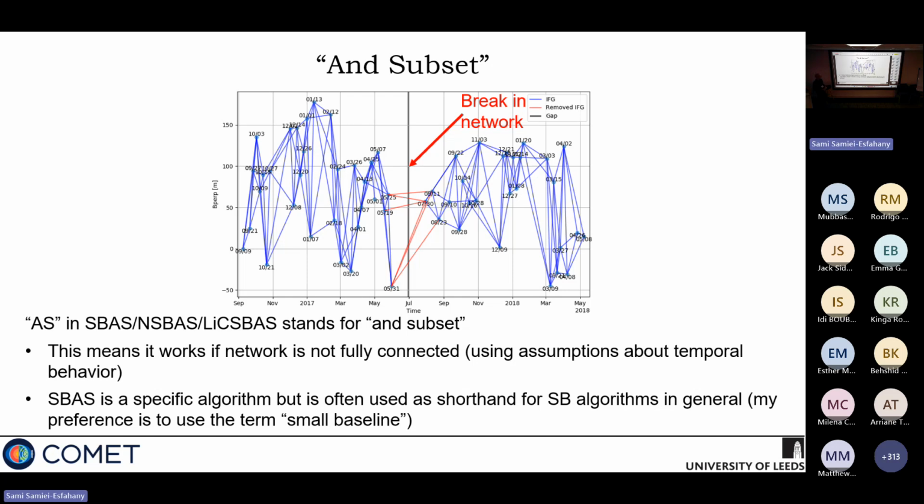I'm just going to take a brief diversion into the meaning. What's the meaning of the AS in SBAS? It means "and subset". So what that's getting at here is you might end up with a network where all of these, in this case all of these red ones, have been dropped. They're incoherent for some reason. So there's a break in the network at this point. You cannot connect across for some reason. So then you end up with two isolated subsets.